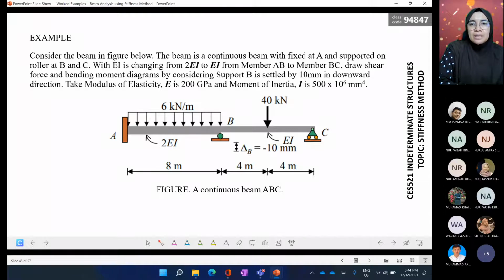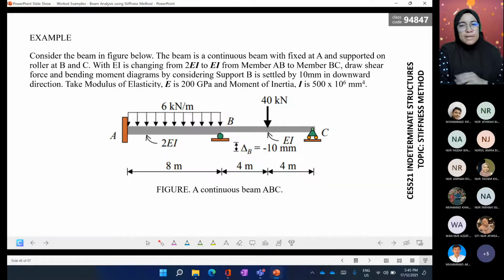Okay, start by identifying or calculating the unknown displacement. After that, use the unknown displacement to calculate the reaction at the support. And after that, we will continue to draw the shear force diagram and bending moment diagram.